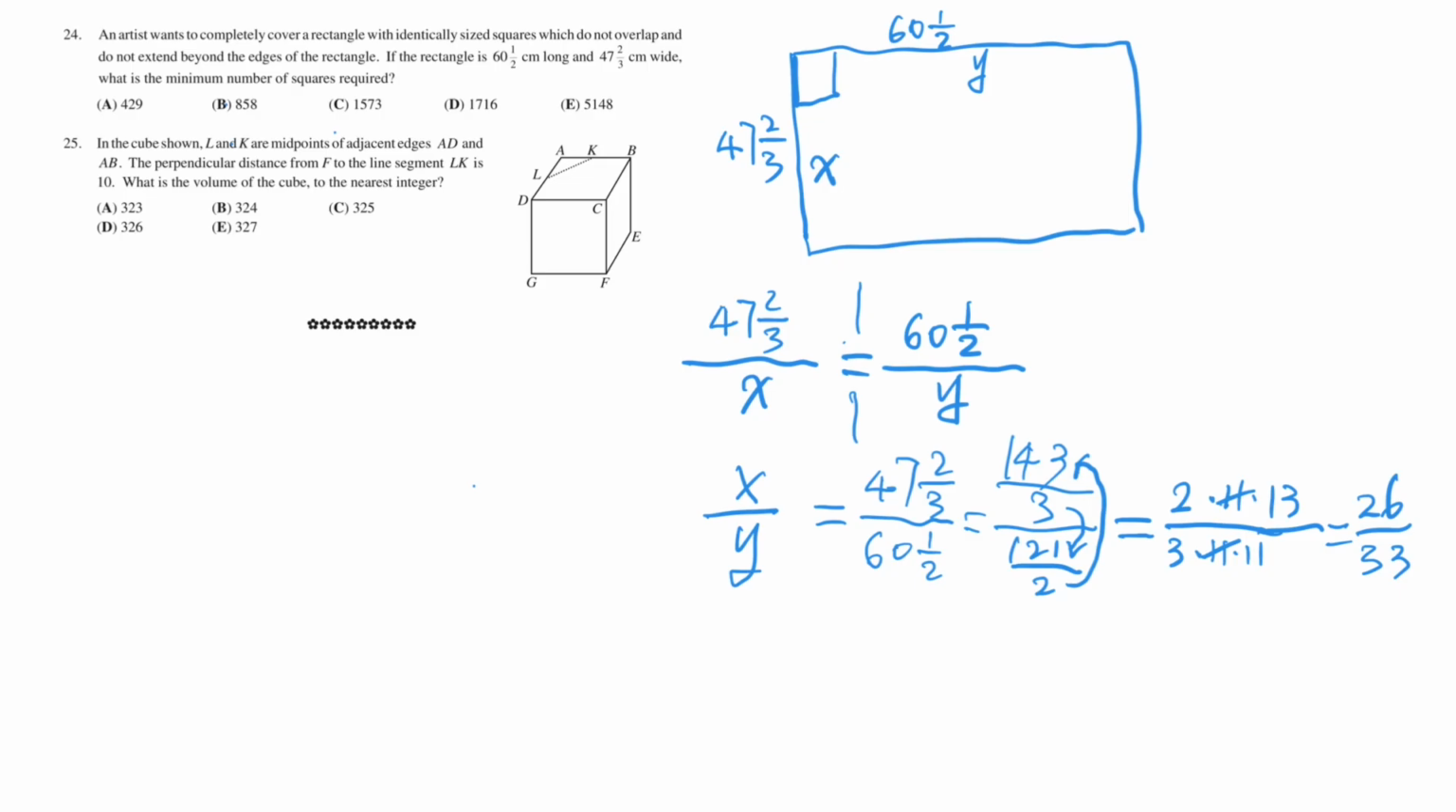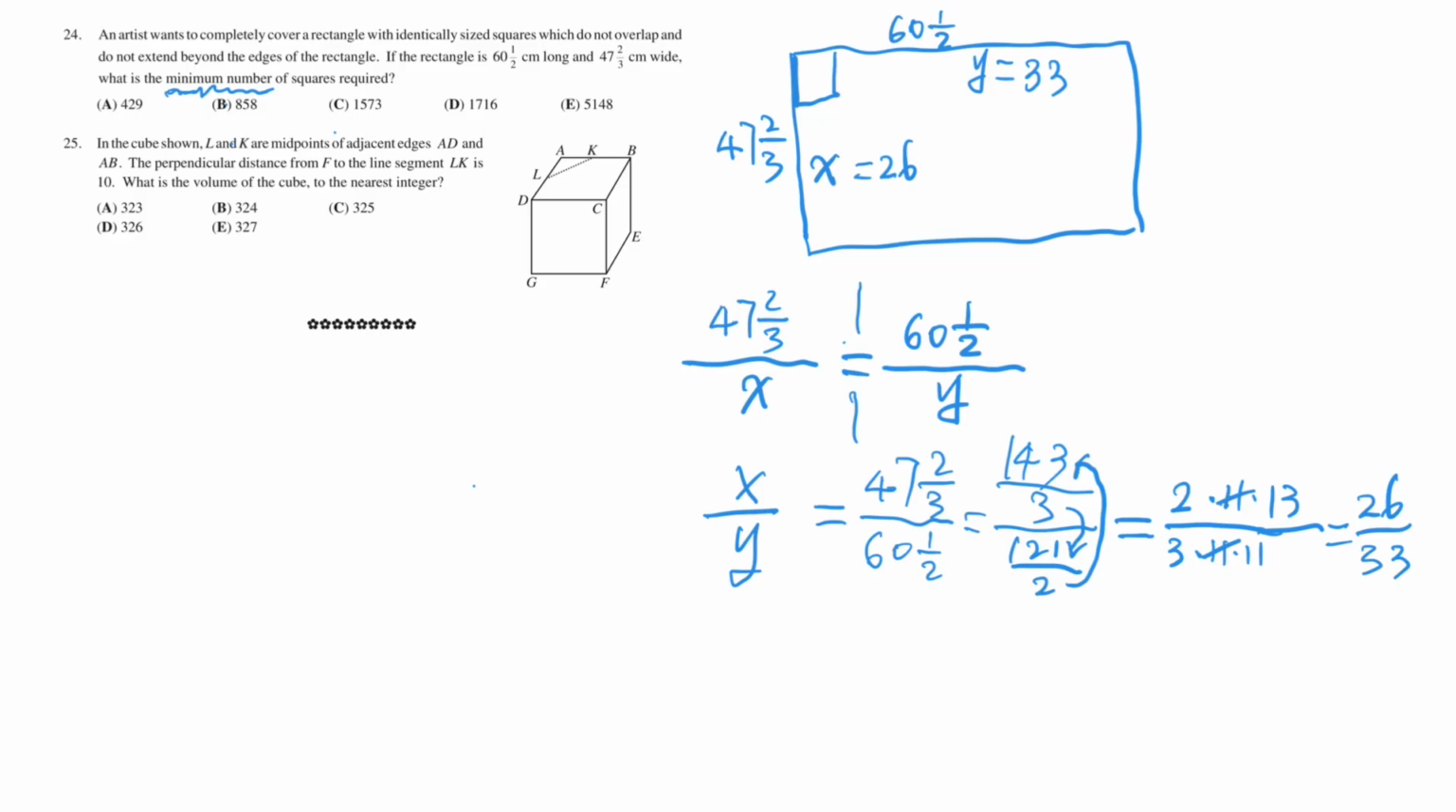That's the length over width, 26 over 33. So the smallest number of tiles for x is 26, and the smallest number for y is 33. Still, x can be 52 and y can be 66. For the minimum number of squares, we use 26 over 33, so x is 26 and y is 33.